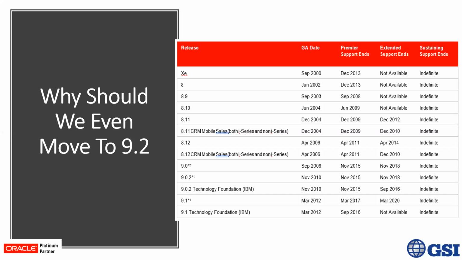And sustaining support, in my opinion, doesn't give you much, because if you notice a bug or a flaw or you want an enhancement, you're not getting it. And if you need to update 1099s or W-2s or things of that nature, you're not getting it. You need to have your own internal staff do that. So it's important to be on 9.2 because if you're not, you don't get support.